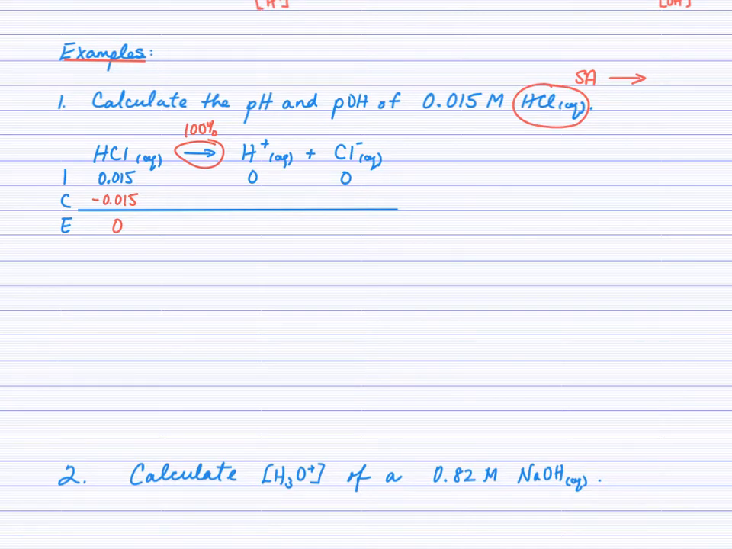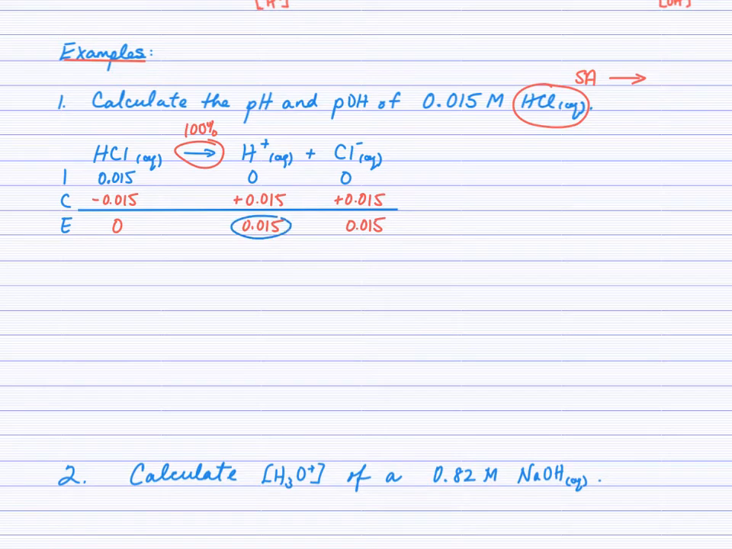And so if this dropped by 0.015, then this one increased by 0.015, and the same thing over here. And so I plus C equals E, and I'll have 0.015 for each of these. So we're asked to calculate the pH.